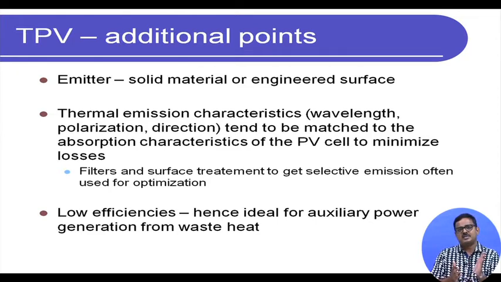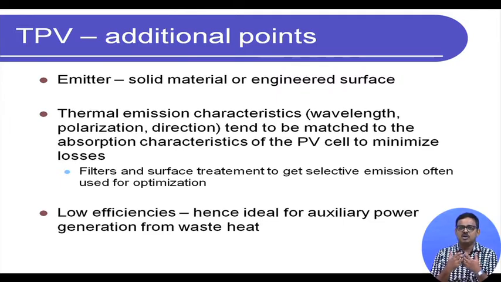So, an emitter surface will have its own emission characteristics, and the surface which is absorbing here, in this case the photovoltaic cell, will have its own absorption characteristics. So, the best match is when the emission characteristics of the emitter surface matches with the absorption characteristics of the photovoltaic cell, because our aim is whatever is emitted should be absorbed, and that is what will give the maximum efficiency or minimum losses.